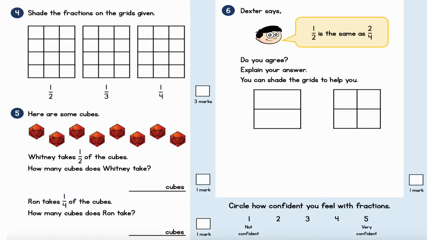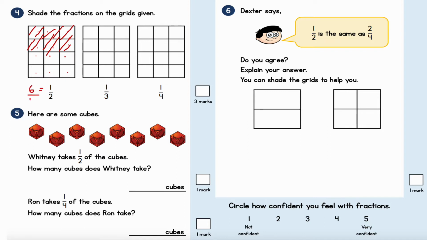This is question number 4. Shade the fractions given in the grid. I've got 1, 2, 3, 4, 5, 6, 7, 8, 9, 10, 11, 12 boxes and I want to shade in half of 12. A half of 12 is going to be 6 boxes. So I'm going to shade in 1, 2, 3, 4, 5, 6 boxes. Because this is the idea that a half is the same as 6/12.